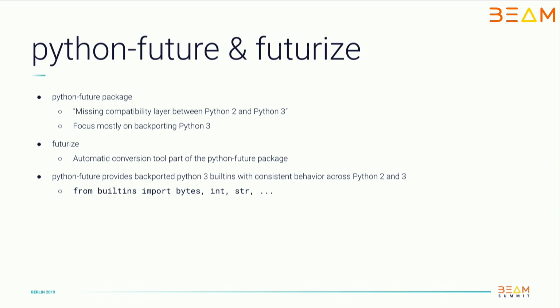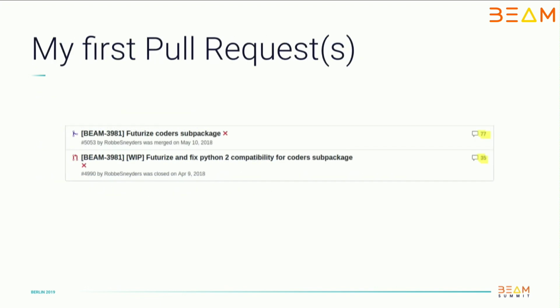So this automatic Futurize tool uses some built-ins that the Python Future package has available. These are built-ins that have the Python 3 behavior both on Python 2 and Python 3. So now that we know how to port, I could submit my first pull requests. And as you can see, it wasn't perfect from the first time. It took over 100 comments to get my first pull request merged.